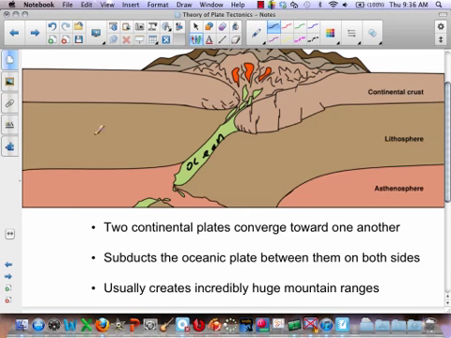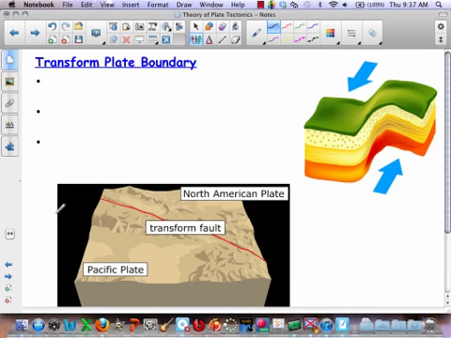Okay, well, we're almost done here. The last one I'll talk about is a transform boundary.